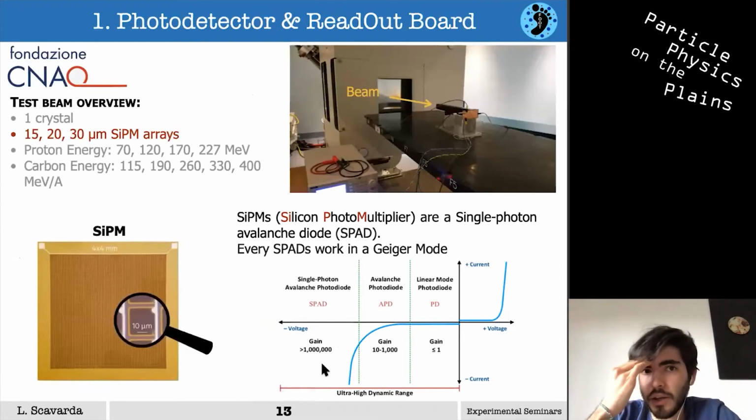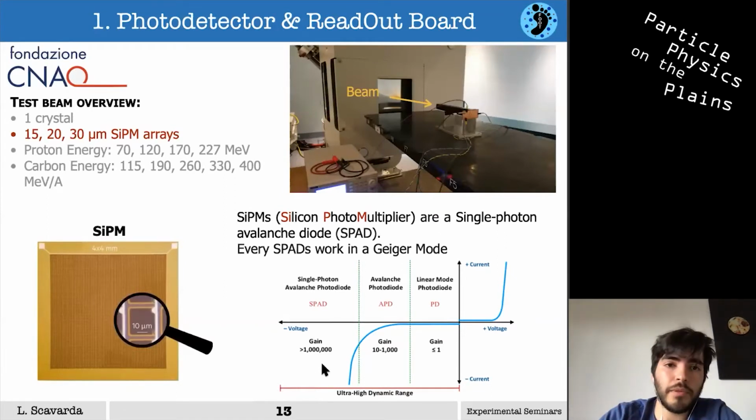So the first test beam that I want to show you is the first one that we performed some years ago in order to choose the best photodetector for our purpose. So we have decided to work with the SiPM. Just some words about the SiPM. A SiPM is a silicon photomultiplier, so it means a single photon avalanche diode, like a SPAD. And it means that a SiPM is a matrix of these SPADs, where each SPAD works in a mode called Geiger mode.